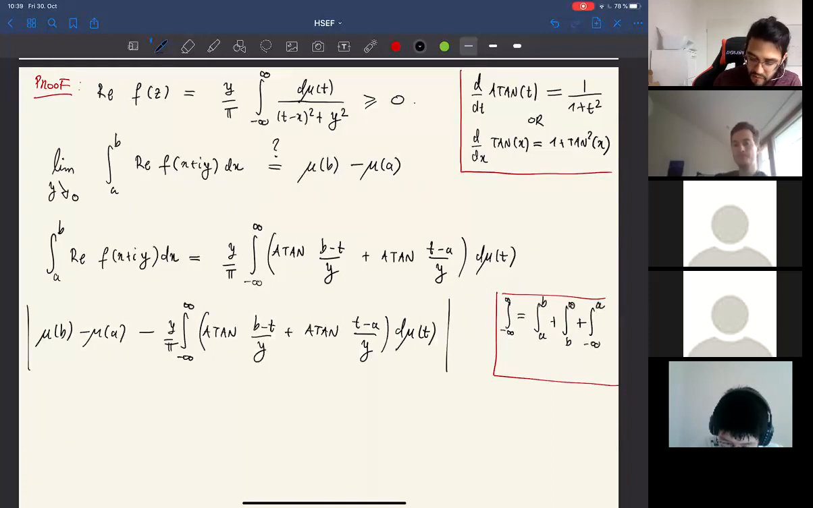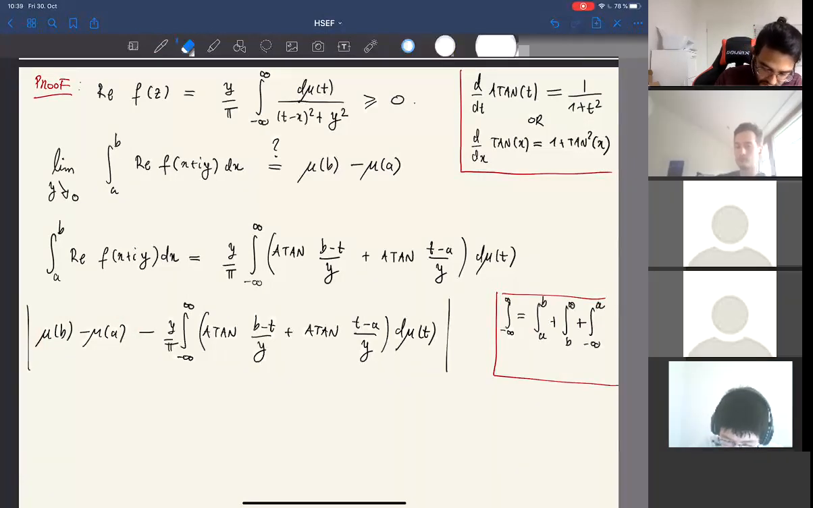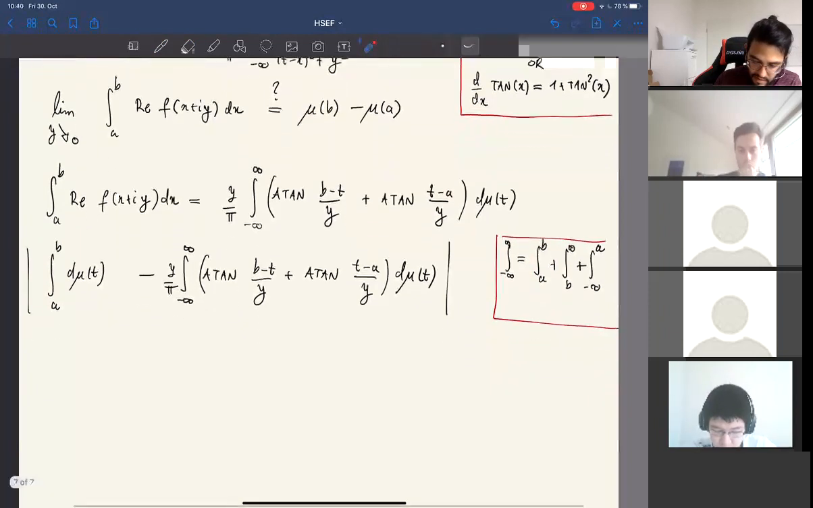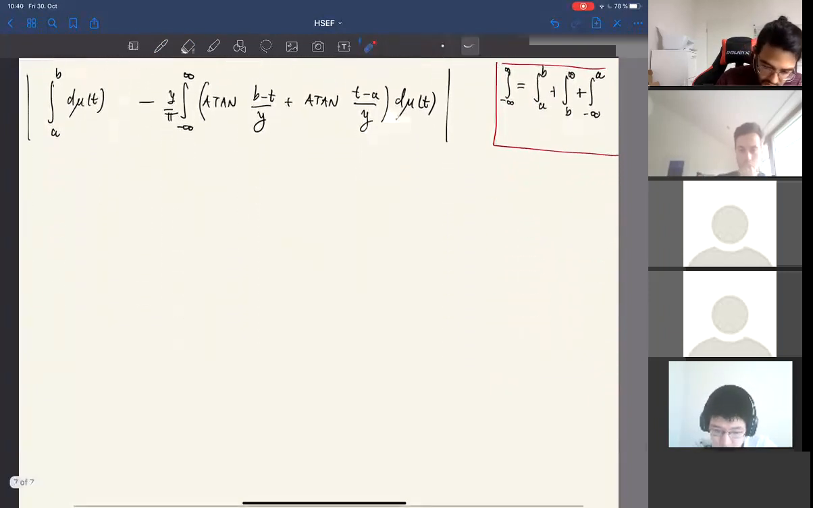And then for the one from a to b, I can move this bit here to the inside of the integral, because I'm assuming that a and b are points of continuity. This bit here is just the integral from a to b of d mu of t. So I will be able to move this part to the inside of this integral once I split in three parts, and then I move it to the integral from a to b. Let me continue with this computation.